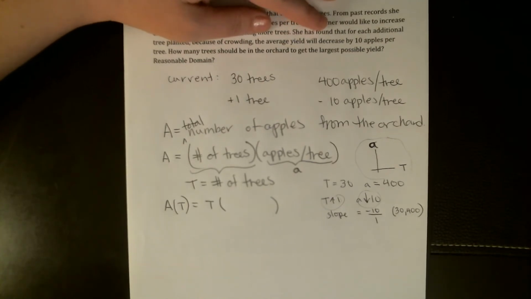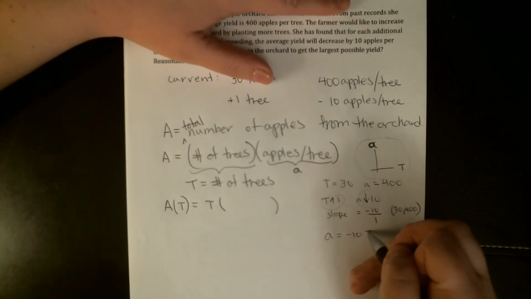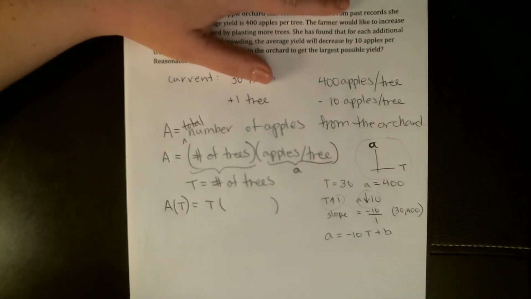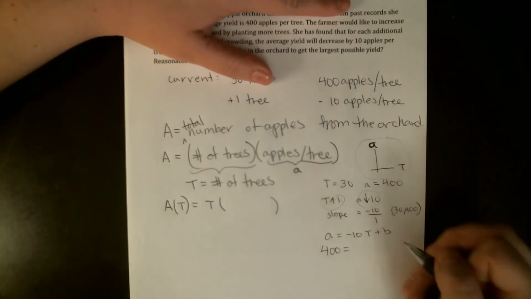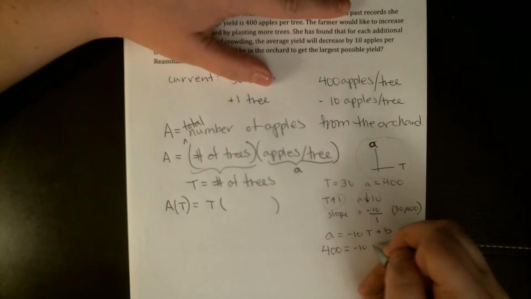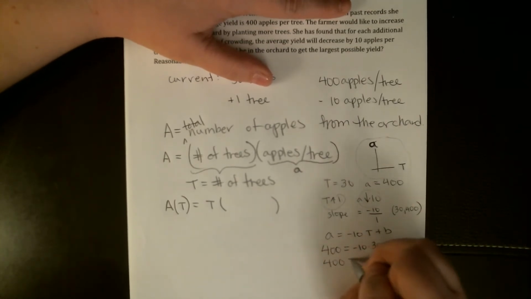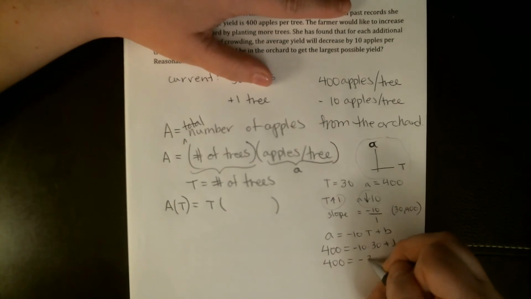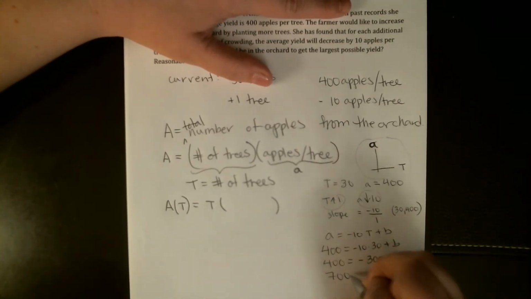So just that little visual is kind of helpful. Okay, so we can say that a is equal to negative 10t plus b, and then we can plug in our point to find b. So 400 when there are 30 trees. So 400 equals negative 300 plus b. It looks like b is 700.